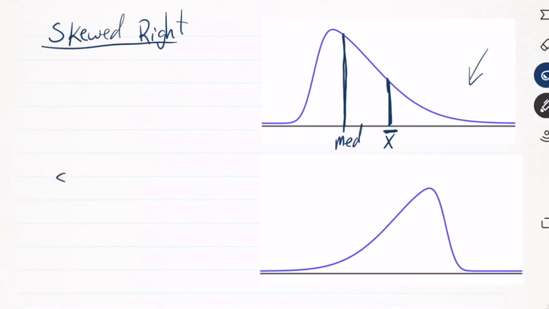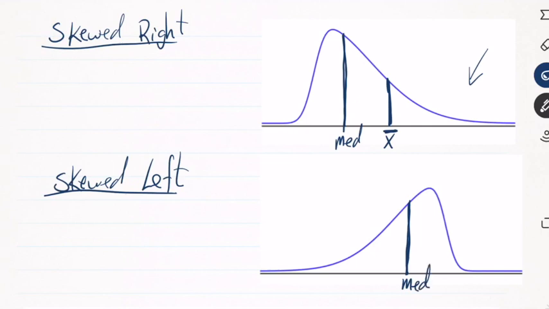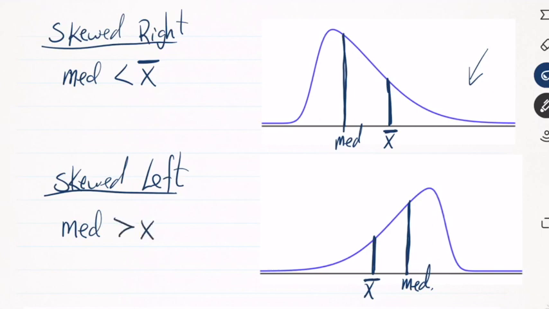All right, if data is skewed left, then what's going to happen is your median is going to be over here now, and your average, your mean, is going to be on the other side. So if the median is less than the mean, you are skewed right. If the median is greater than the mean, you are skewed left, and left being that tail right there.